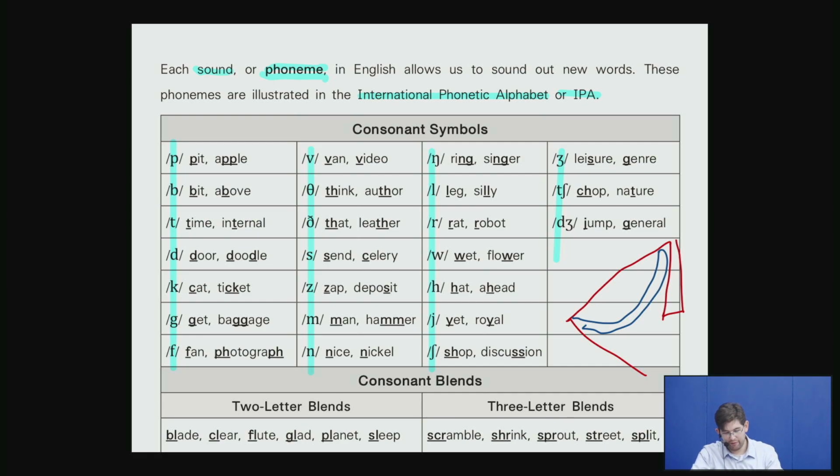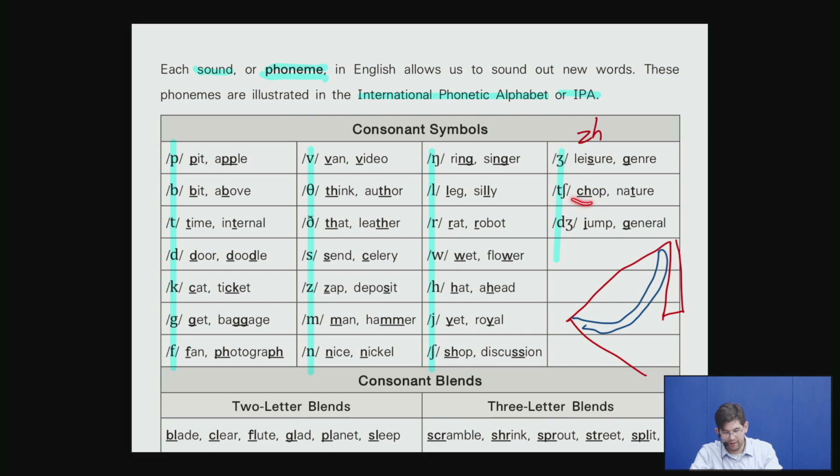Moving on, we have 3 more symbols to look at. Our first one is leisure. It's what I like to call a ZH sound. It's like our SH, but it's more vibrated. Let me make the Z a little bit more clear for you guys. ZH sound. So leisure. And our next example is genre. Again, like our SH, but a bit more vibrated. Ja instead of sha.